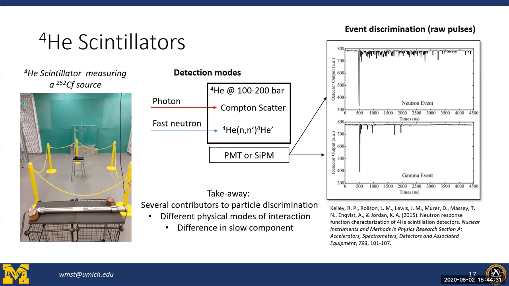And because helium-4 is relatively low mass, we can still get significant neutron energy transfer to the helium-4 atoms. In addition, helium-4 is also very low Z, such that it's not very sensitive to photons. In addition, we have found out that it's pulse-shape discrimination capable, in that if we have a photon interaction that Compton scatters, and we have a fast neutron interaction that scatters off of helium, we get a pulse shape difference between the neutron event and the gamma ray event.